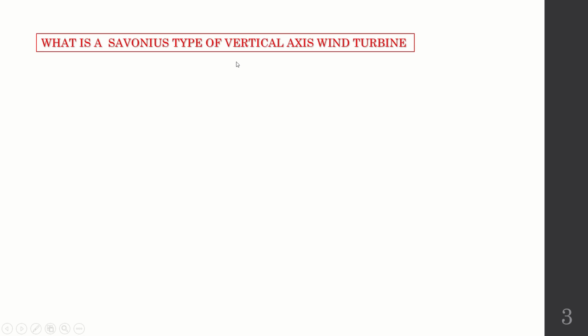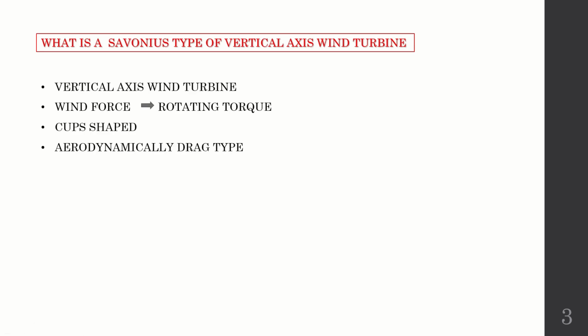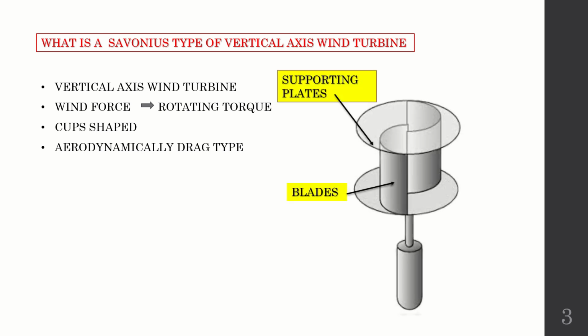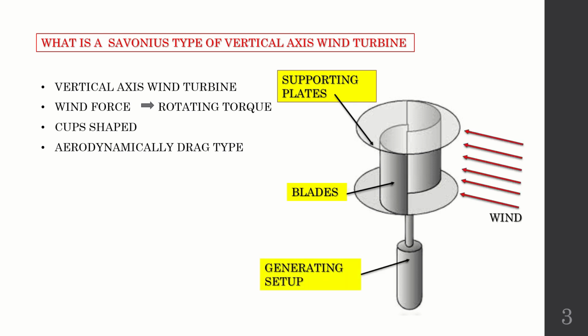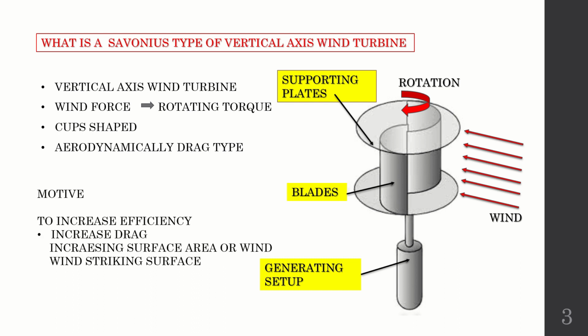What is a Savonius turbine? A Savonius turbine is a type of vertical axis wind turbine which rotates about its vertical axis, used for converting the force of the wind into torque on a rotating shaft. Basically, the turbine consists of airfoils, also called blades. The blades are cup shaped. The main objective of this turbine is that the more drag is produced on the blade by the wind velocity, the more rotation is obtained on the shaft, and a generating setup is used for converting this rotation into electricity. The main motive of this project is to increase the efficiency of the turbine to the maximum possible.